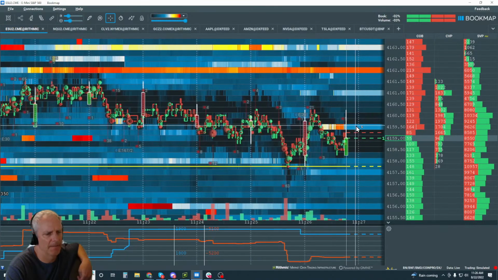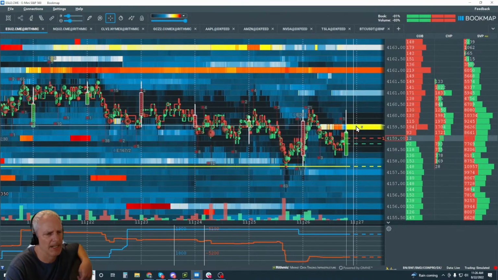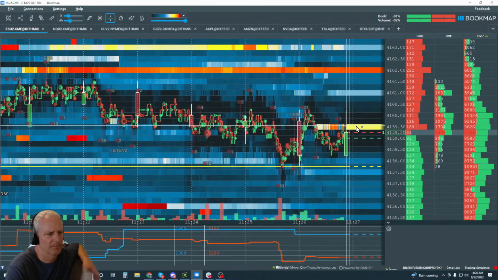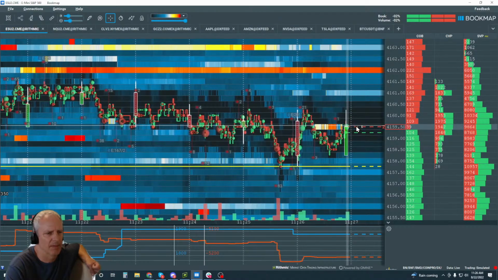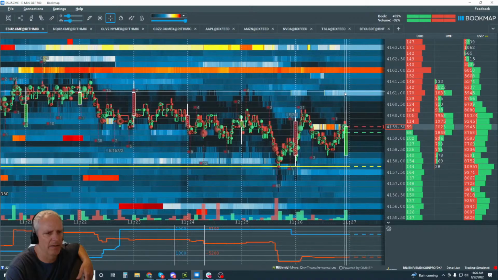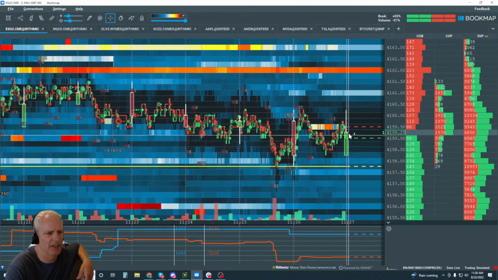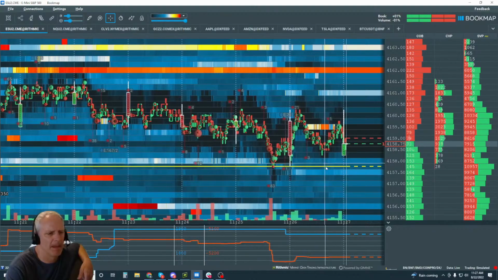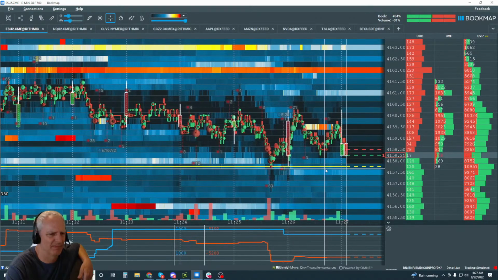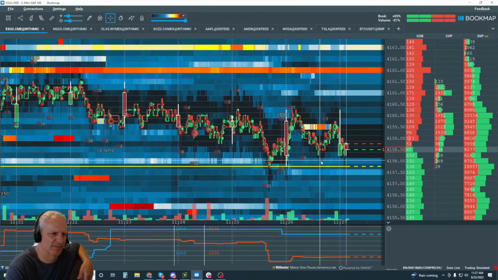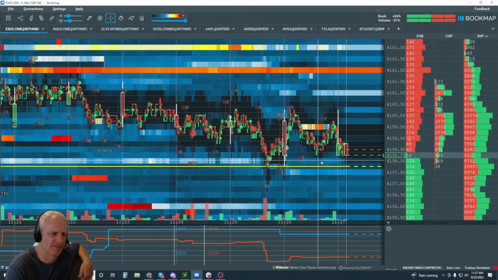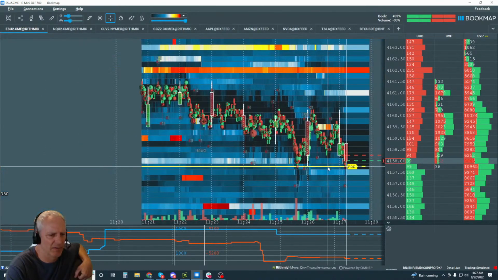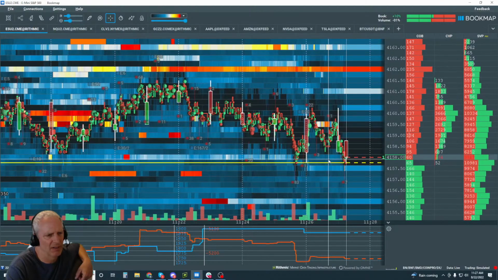And he's pulling. Okay, buyers, they got it. 61. Let's see it. Let's see if you should be looking for them to try to press it up into 61. And nope. So bouncing off of point of control.